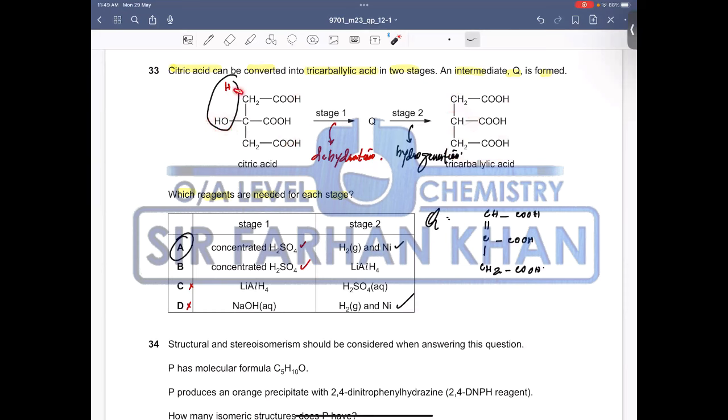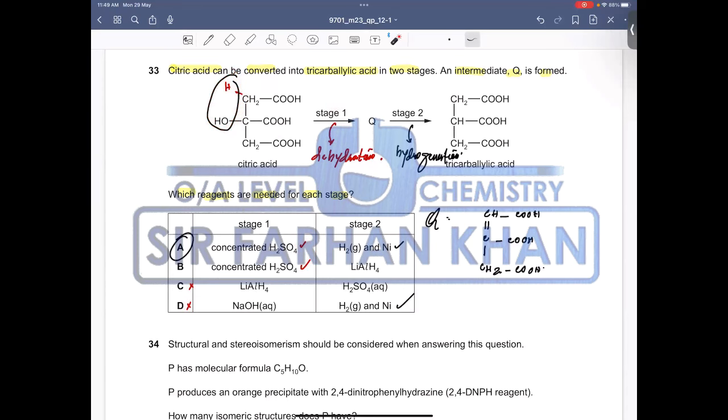Basically, we need to remove water from here. So when we remove water, that's called dehydration, also called elimination. Dehydration or elimination always takes place via concentrated sulfuric acid. Iska matlab step 1 needs concentrated sulfuric acid. So either option A or option B is going to be the correct option. Obviously, C and D is incorrect.